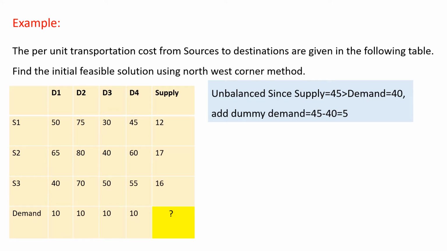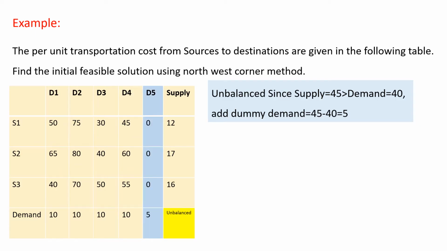So here we have to add a dummy demand to make it balanced. The dummy demand should be 45 minus 40, the difference between the sum of supply and the sum of demand. So it becomes 5. So we have to insert here D5 with the transportation per unit cost being 0.